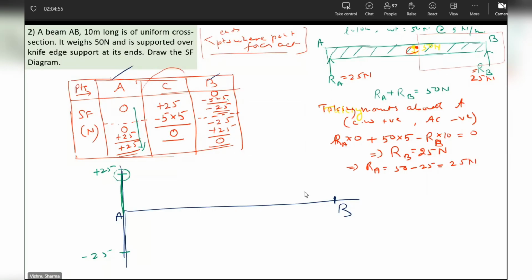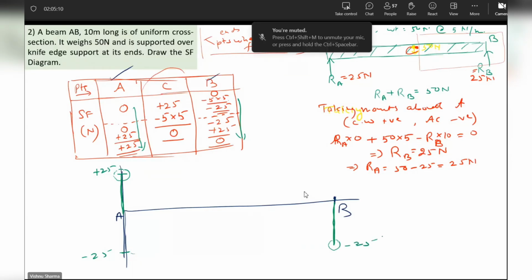What is happening at B? It goes from minus 25 to 0 and terminates at 0. That means at B, it is like this, and this is finishing at B. This is the free end. This is minus 25. Now I have to join this plus 25 with minus 25.